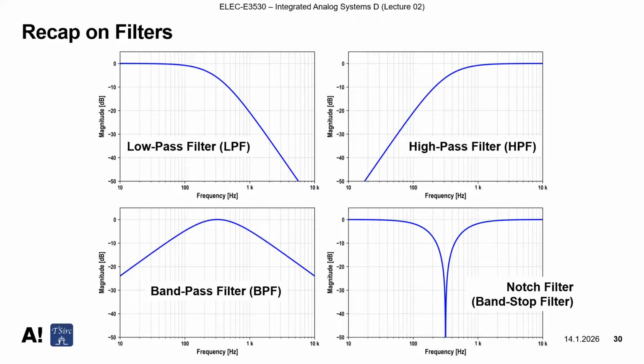During your bachelor course, you probably have studied low-pass filter, high-pass filter, band-pass filter, and notch filter, which is also called band-stop filter. The low-pass filter filters out high-frequency components, and the high-pass filter filters out the low-frequency ones. For the band-pass filter, we don't care about other signal bands; we only care about the center frequency. The notch filter is the opposite: we just want to filter out a specific frequency band.